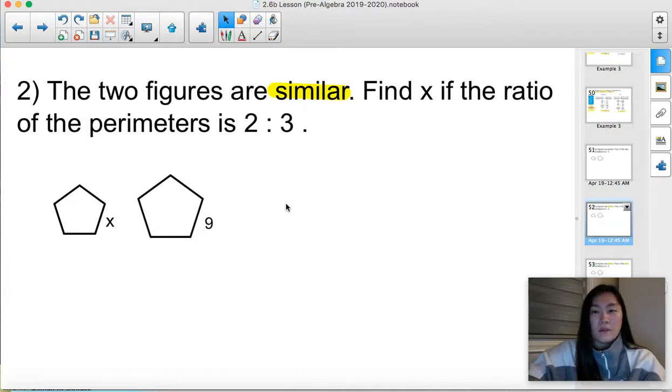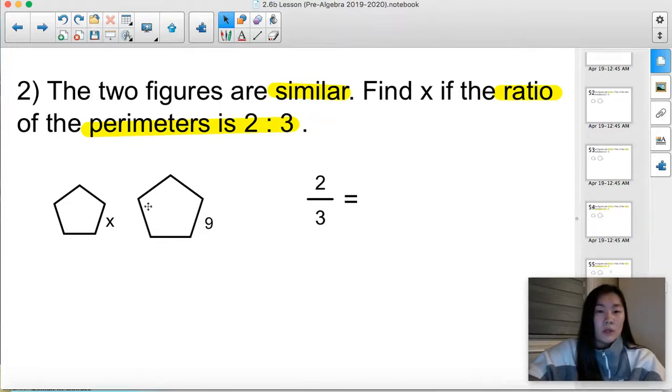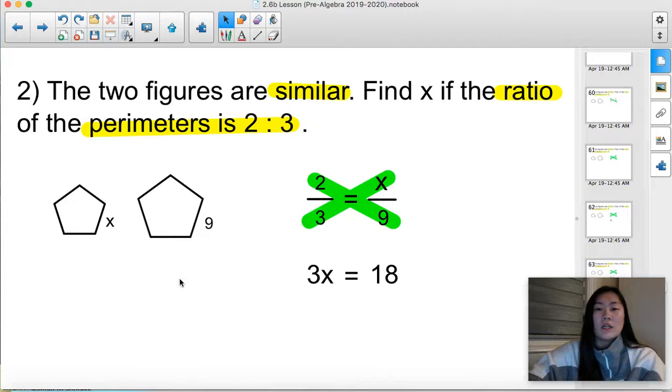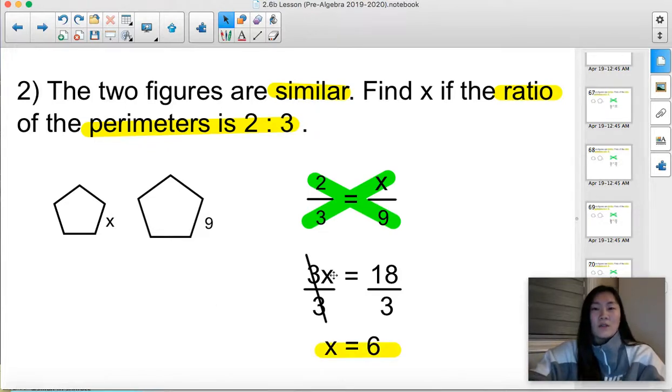So let's use that. We're going to set up a proportion. We can write the ratio as 2 over 3, is equal to, we're comparing the small figure to the big figure, so x over 9. And what we do is cross multiply. So 2 times 9 and then 3 times x, which is 3x is equal to 18. We divide on both sides by 3, and 3 cancels out to 1, so x is equal to 6. And that's it. So that's it for today's lesson.